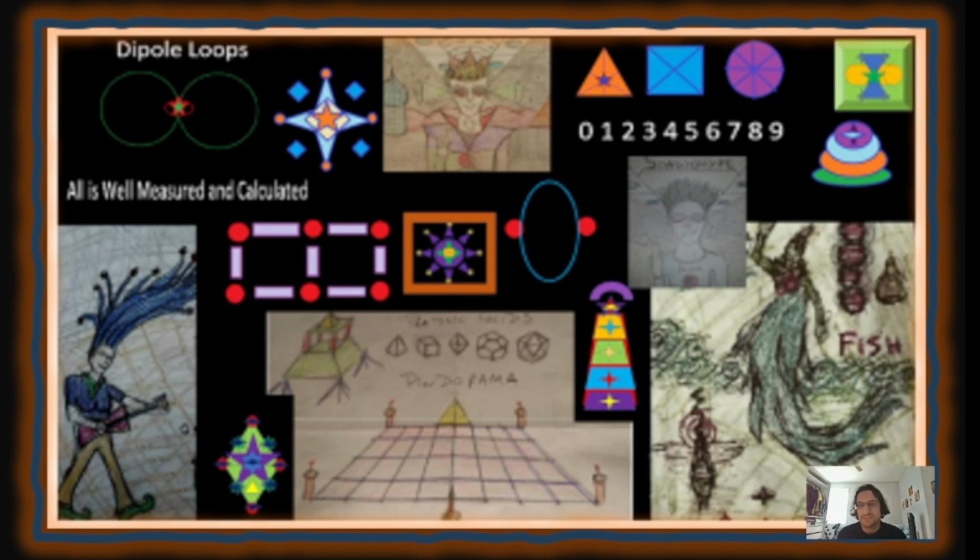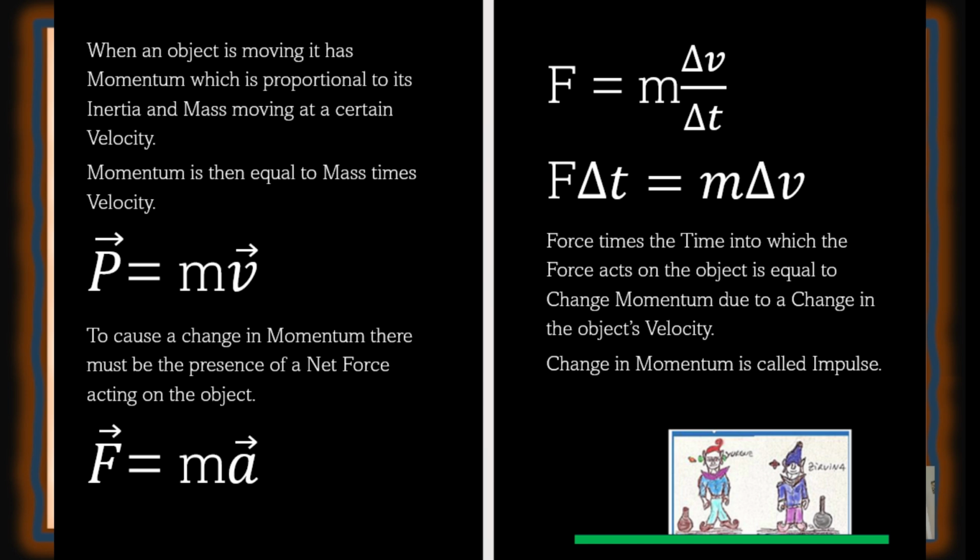Inertia resists these changes. When an object is moving, it has momentum, which is proportional to its inertia and mass moving at a certain velocity. So if you have a massive object moving with a velocity, that motion is called momentum. And momentum is represented by the letter P with an arrow on the top, meaning it has direction because it's a vector. And the part of momentum that is a vector is its velocity, not its mass.